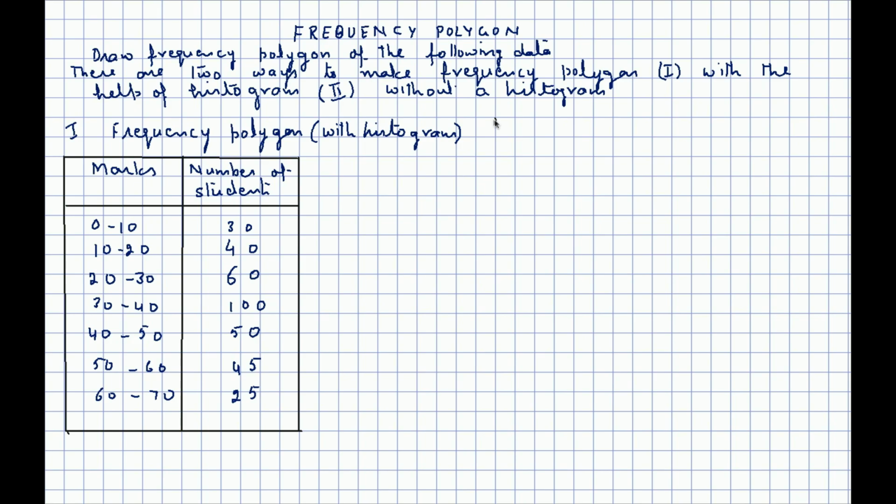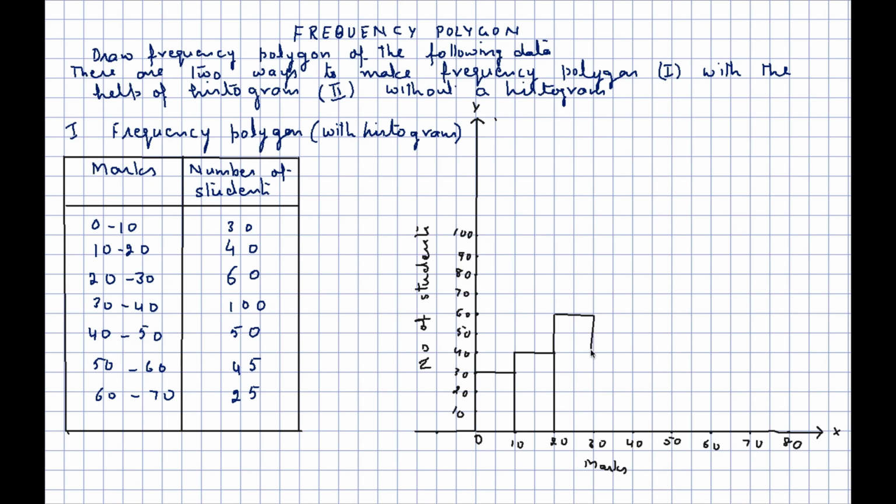Now let's start making our frequency polygon. Marks on the x-axis, number of students on the y-axis. Step 1, draw rectangles. Step 2, mark the midpoints of the classes on the top of the rectangles. Step 3, join these midpoints by straight lines. Step 4, take a fictitious class on the left hand side of the histogram equal to the size of the first class. Mark its midpoint on the x-axis and join it to the midpoint of the first rectangle.